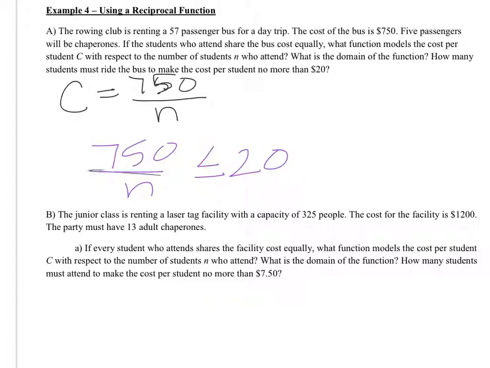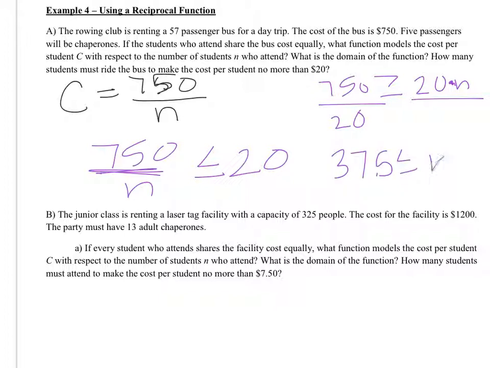So I want to get rid of this division. Opposite of division would be multiply. So 750 has to be greater than or equal to 20 times the number of students. And now I want to get rid of that multiplication. Opposite of multiplying is dividing. So that would be about 37.5 students. Well, you can't have a 0.5 of a student, so you need 38 students. In this case, you always have to round up, or else we would be over $20 per student. I want you to try B, that has an AB, by yourself.